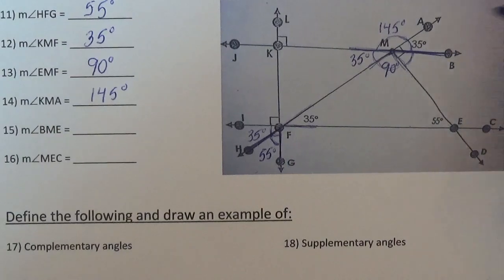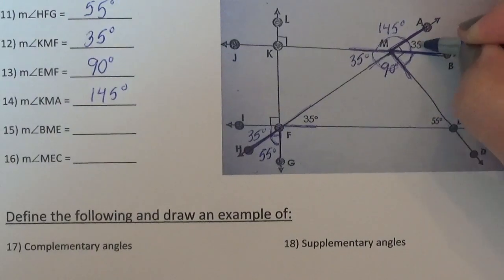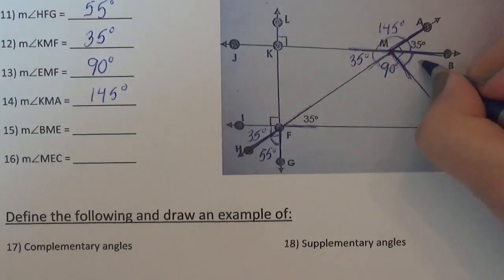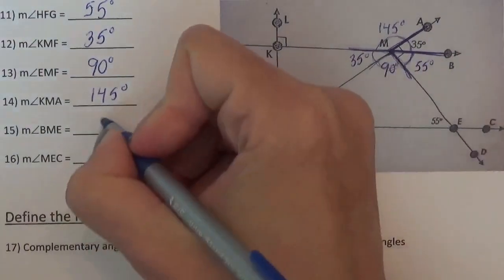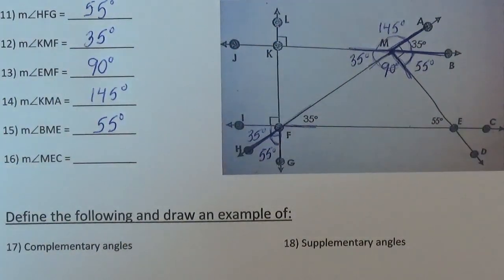Well, now I'm looking at, this is a 90, right? And we know this is 35, so 90 minus the 35, 55. So that's another 55er. And last one, MEC.